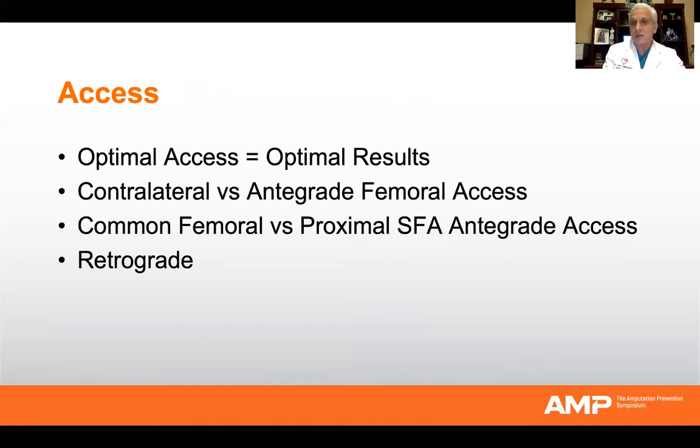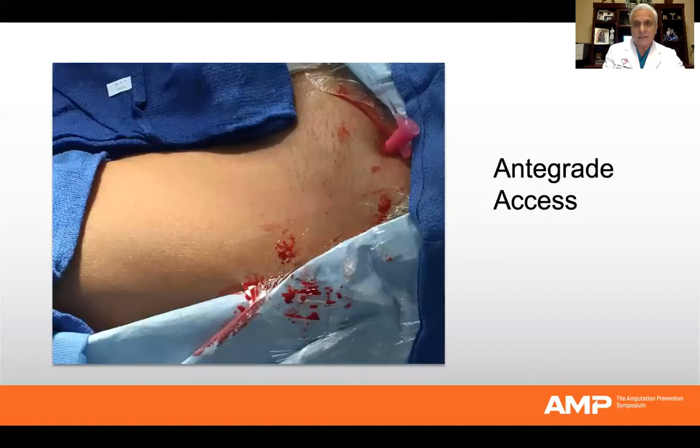Is a contralateral access better than an antegrade access, versus SFA, common femoral, or retrograde accesses? These are some of the examples. This is an antegrade access by French. I almost always use this access when I'm doing infrapopliteal, popliteal, or distal SFA lesions, because it gives you really good support, torqueability and pushability compared to going up and over.